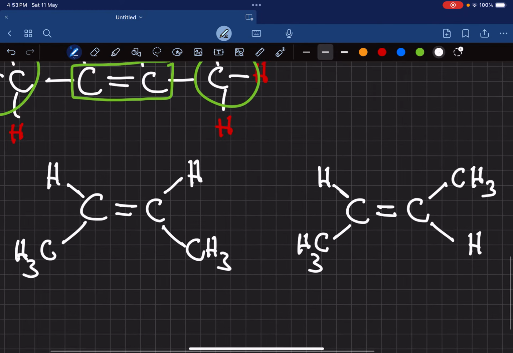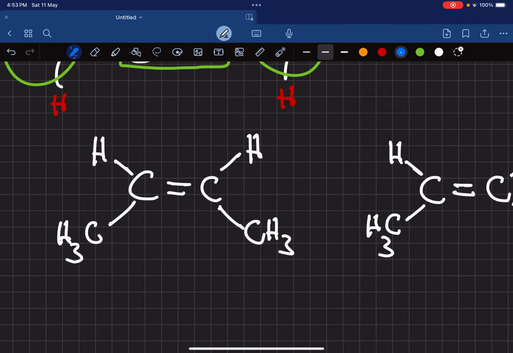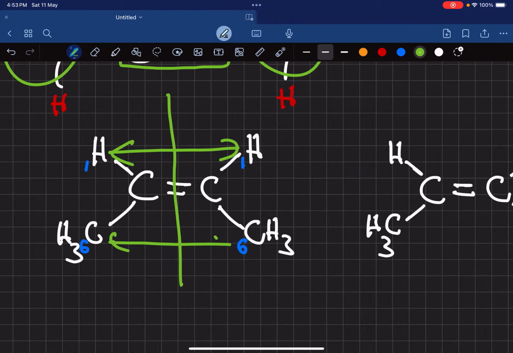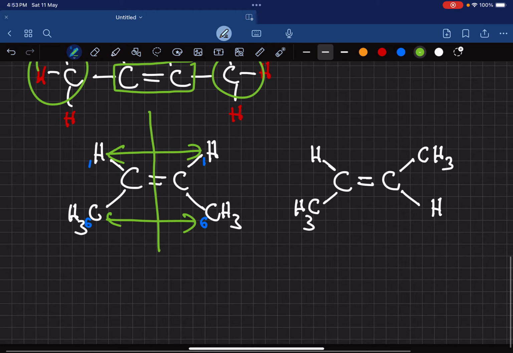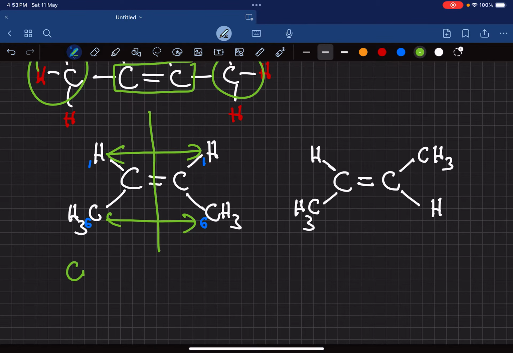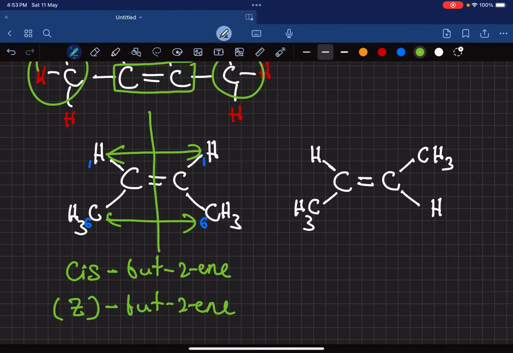Here, we always use atomic numbers, it's easier. The atomic number of hydrogen is 1. Carbon's atomic number is 6. This is 1. This is 6. If you look here, these 2 are facing each other. 1 and 1 are facing together. 6 and 6 are facing together, right? This we call cis, but 2-ene. Some of you will say, I don't want to call this cis, I want to call this Z, but 2-ene. Yeah, you can do that as well.